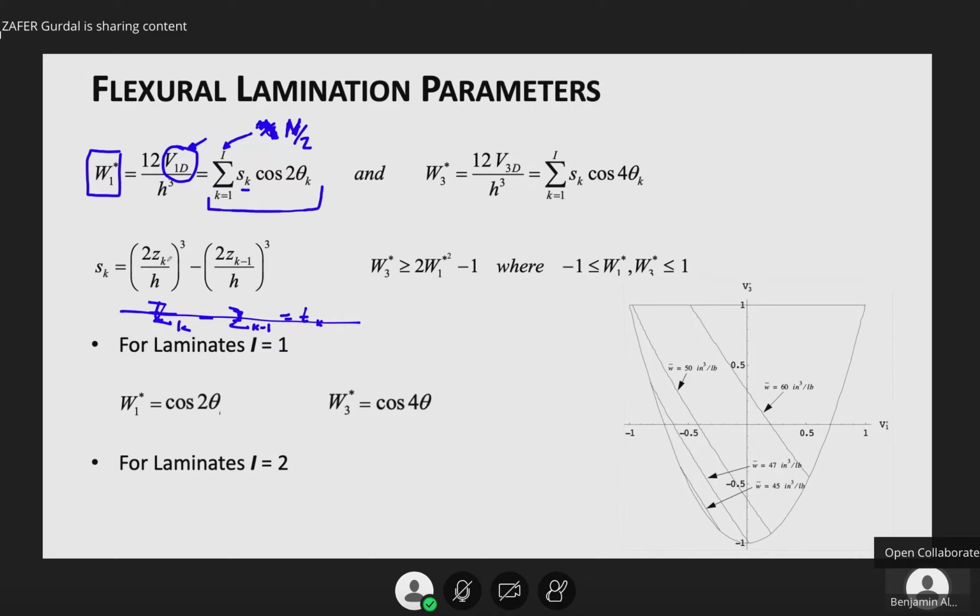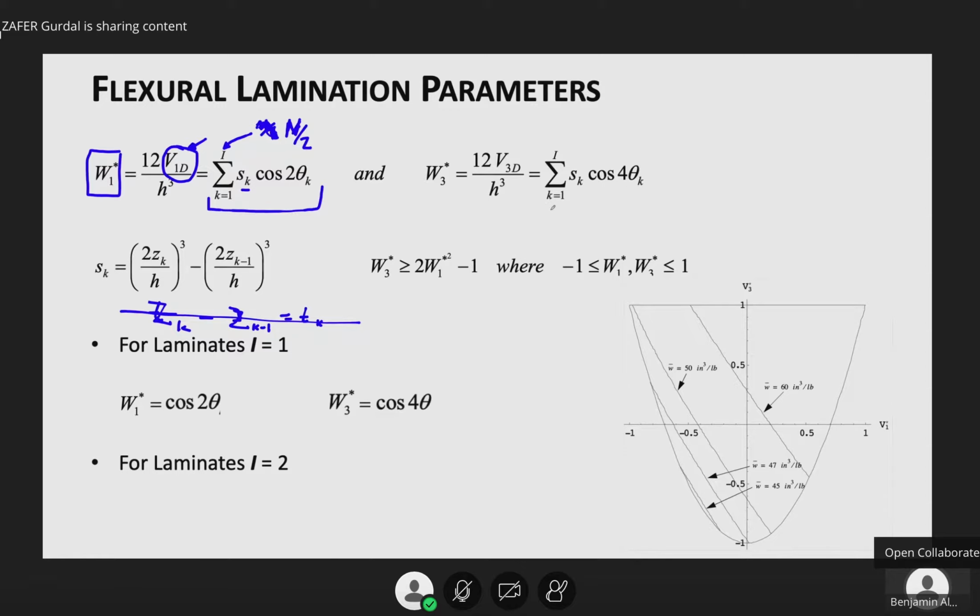So these are numbers going from top of the laminate towards the bottom. Each Zk location is a distinct ply interface where K goes from 1 to N over 2, half the laminate thickness. And the Sk is some weird quantity, which is not just simply the thickness. It's a number, but it is not just the difference with the thickness of a given ply orientation angle. And so is the same thing here. And these are cosine 2 theta K, and these are cosine 4 theta K.